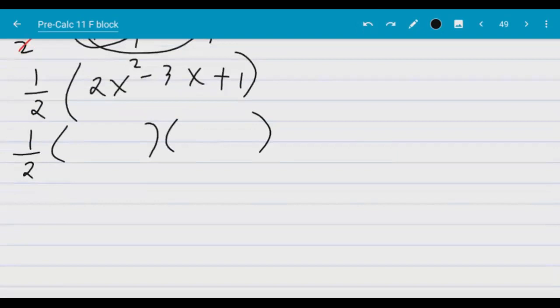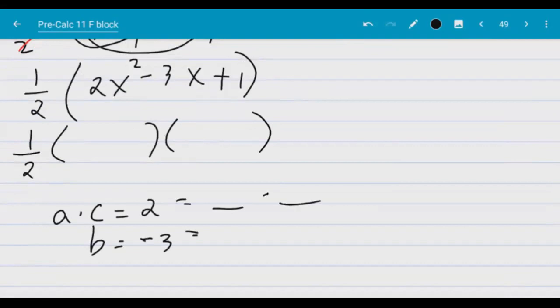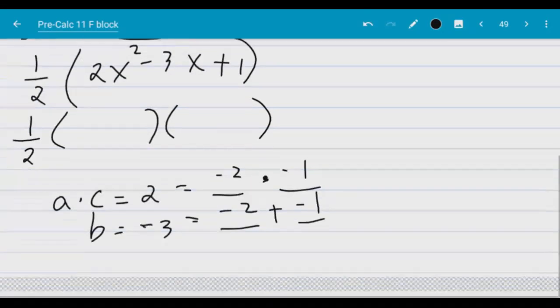To be able to factor this, we need to find two numbers that multiply to the AC value. A times C is equal to 2 times 1, which is 2, while the other one would be the B value, which is -3. So we need to find two numbers that multiply to 2 and at the same time add up to -3. I think that would be -2 and -1.